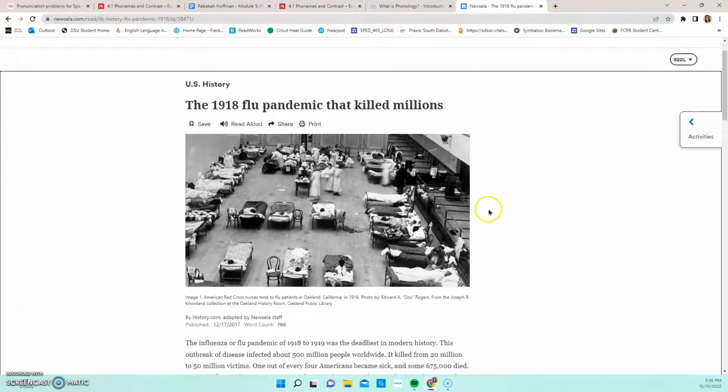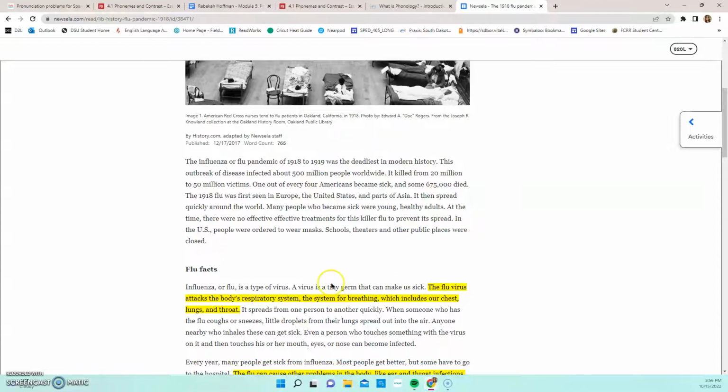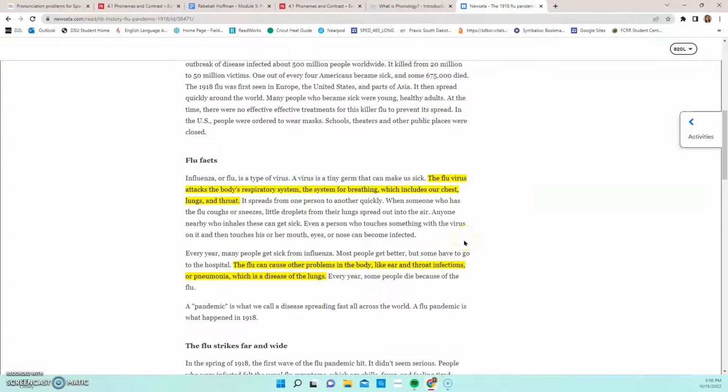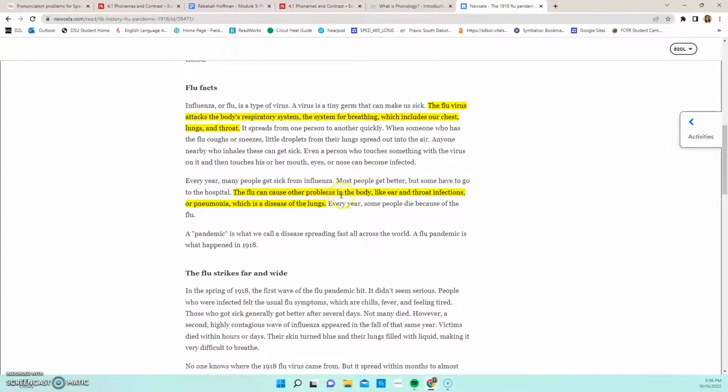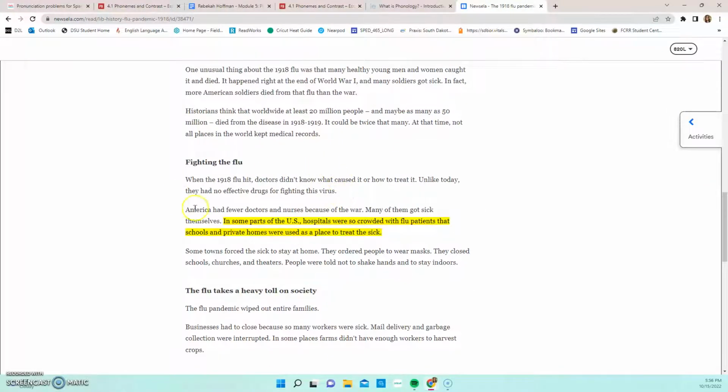flu. And you can see as I clicked on the Chrome extension, it highlights what might be the most important to pull. So there's the flu facts, which talks about what the flu virus is, and that's pretty important, so it highlights it for the student. The flu can cause other problems. That's another key piece of information about the flu. Same with fighting the flu.